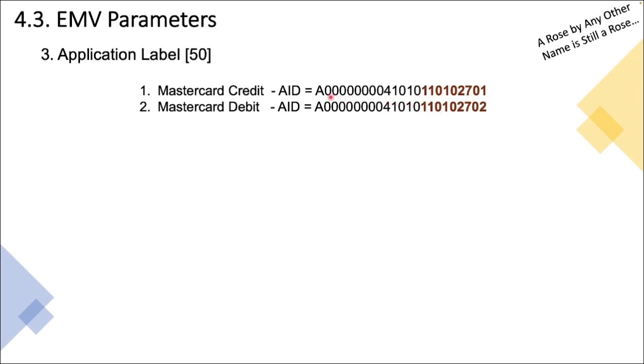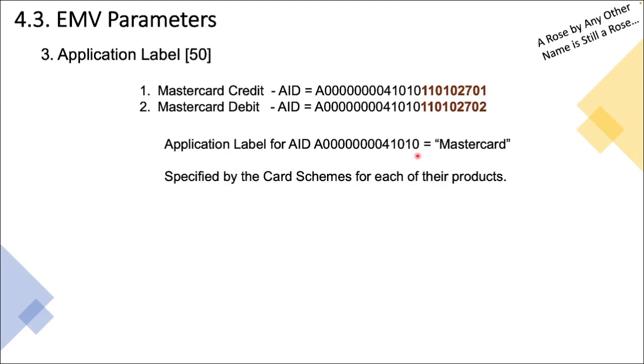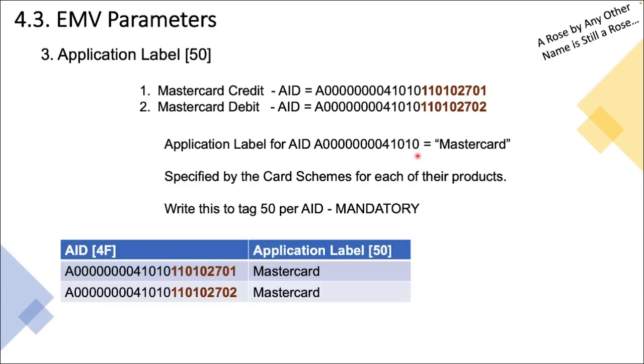Which one would you like to use? Now, if the terminal presented this string of letters and numbers to Bob, Bob's going to be completely confused. So what we do is we use something called an application label that allows us, in human language, to associate a name or a label to this AID. So for AID A8041010, the label is MasterCard. The application label is specified by each card scheme for each of the products. We have to write this to a card, so it's a mandatory field across all the schemes.